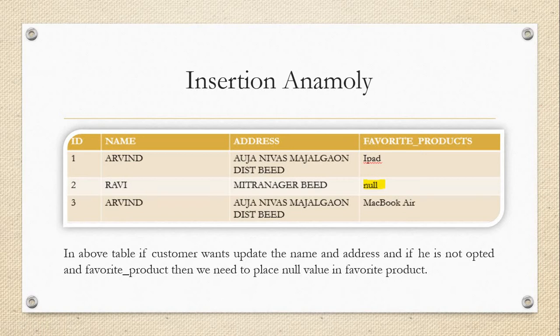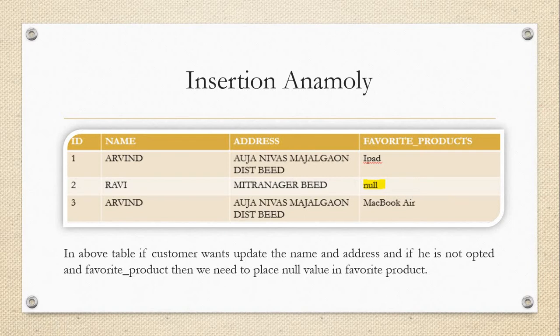What does it mean? While doing the insertion operation, if a customer wants to update their value, instead of update, we can say that a customer wants to insert the value, and while inserting the value, he has not decided yet which product is favorite. So in that case, we cannot leave that column attribute empty. Instead of that, we need to place a null value. What does it mean? Whenever we retrieve the data, what is the favorite product of Ravi, we get the null value.